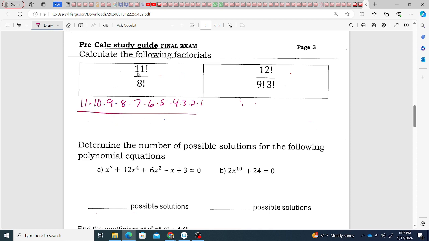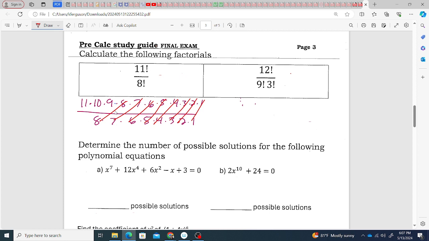And 8 factorial, so 11 factorial divided by 8 factorial, that's 8 times 7 times 6 times 5 times 4 times 3 times 2 times 1. What's the division problem? So stuff's same on top and bottom. I can cancel it off. So the ones go away, twos go away, the threes go away, fours go away, fives go away, six goes away, seven goes away, eight goes away.